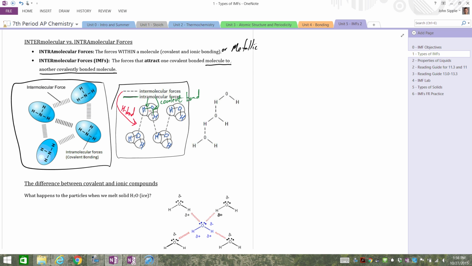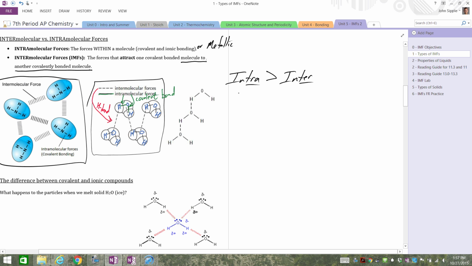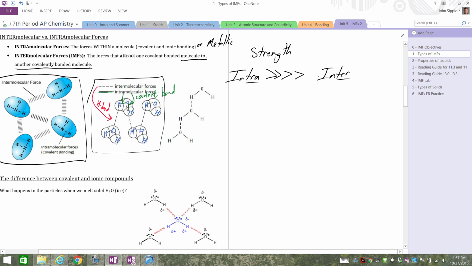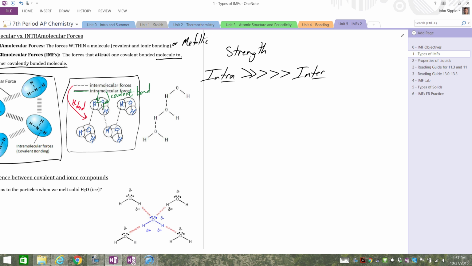Something to think about in terms of strength: intramolecular forces are much, much, much greater in strength than even the strongest intermolecular force. Period. End of story.